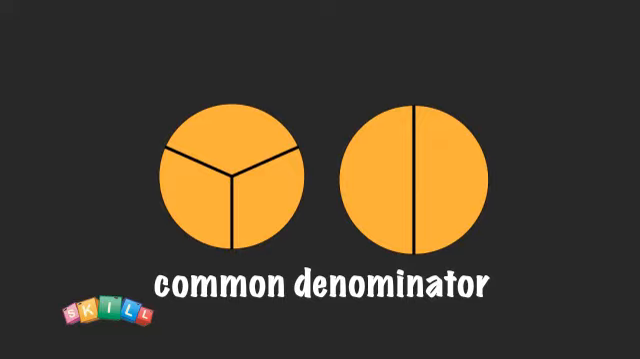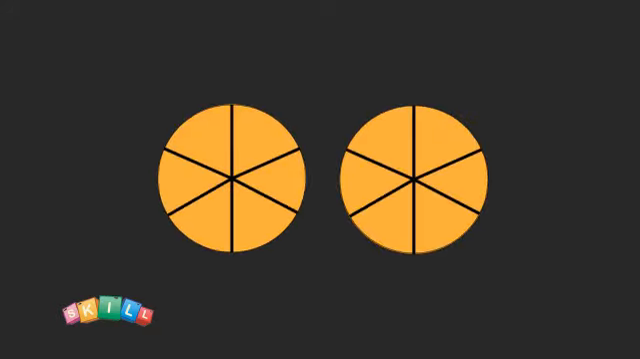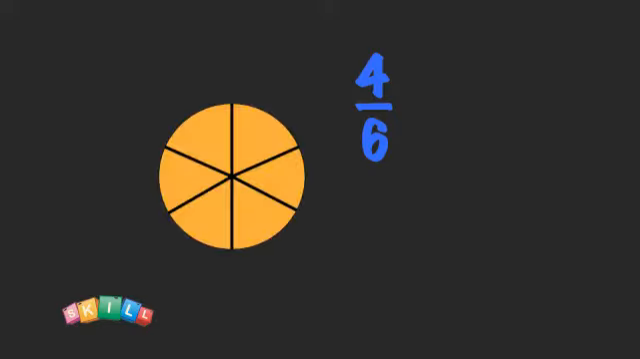Let's find one by multiplying 2 and 3 together. 2 times 3 equals 6. So let's cut each pie into 6 pieces. To turn 2/3 into sixths, we need to multiply the numerator by 2. 2 times 2 equals 4. Now when we cut our pie into 6 pieces, 4 will have whipped cream on top.